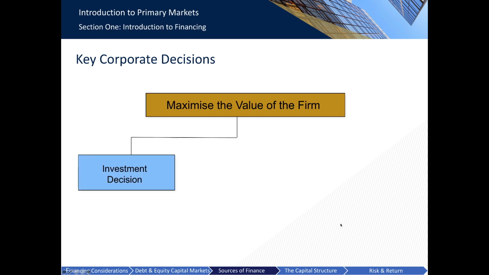When making the investment decision, a company needs to invest in projects with a greater return than the hurdle rate. A hurdle rate is the minimum rate of return on a project or an investment required by a manager or an investor.